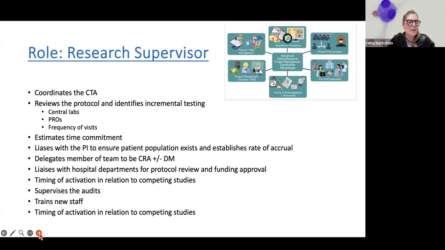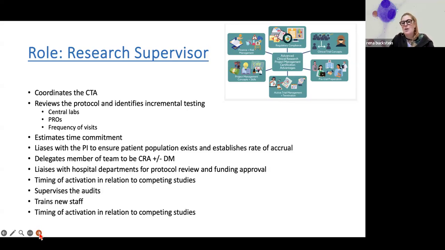So he or she will estimate the time commitment of clinical research assistants so that can be built into the budget. Will liaise with the PI to ensure that there is a patient population and will establish the rate of accrual. Now, often you can draw off your previous experience. So if you're testing in the same population, let's say it's a leukemia population that's newly diagnosed below the age of 60 who has a specific mutation, you can use your databases to sort of establish that. Or if you ran a trial in a similar patient population, you can see, okay, how well did we do? How many patients did we put on over the course of a year? And that helps, again, with estimating rate of accrual.